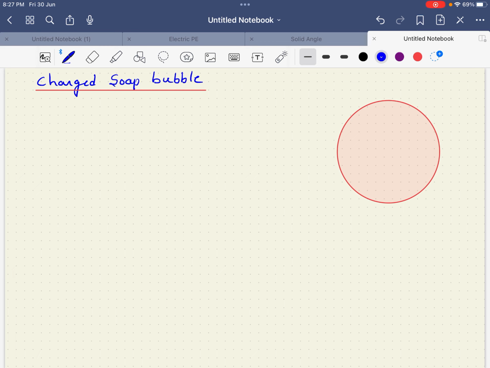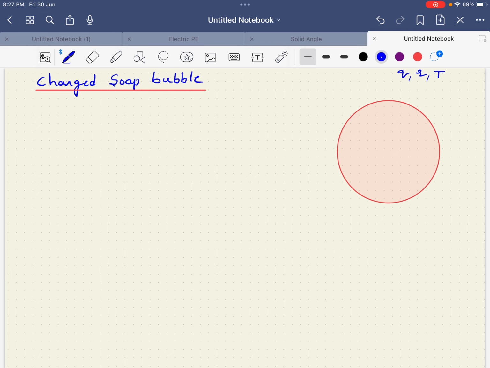Now I'm going to give you one concept on charged soap bubble. So here I have taken one charged soap bubble of charge Q. The radius of this one is R, and the surface tension of the soap bubble is T.